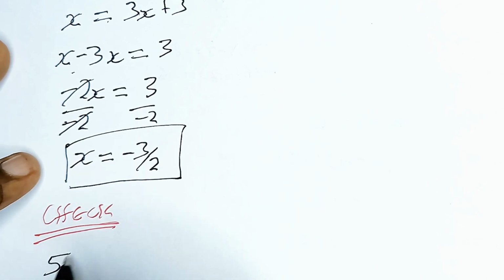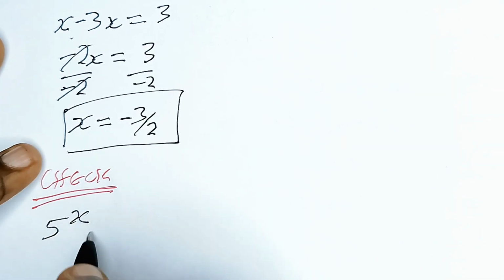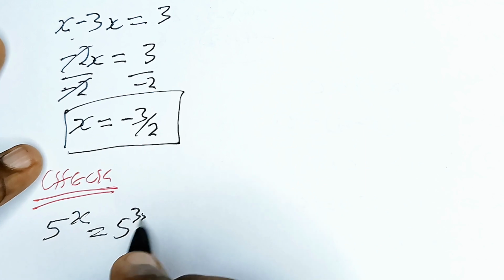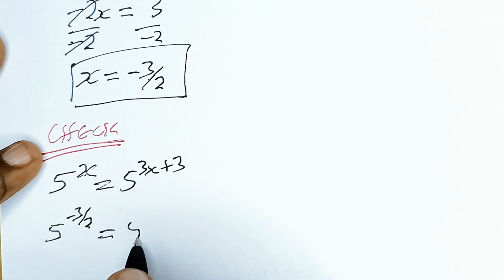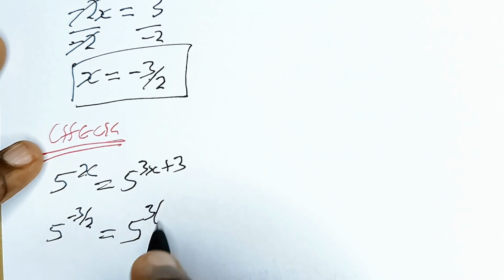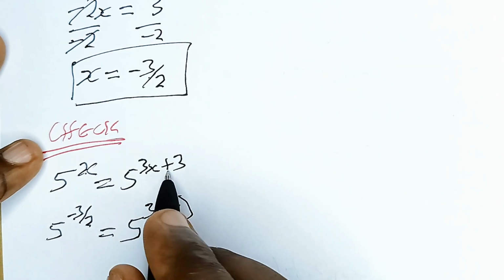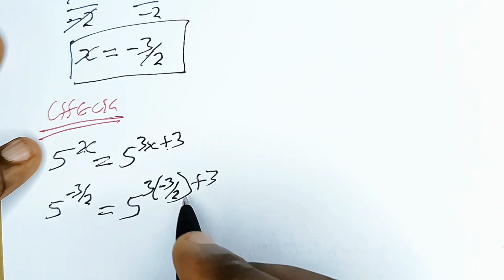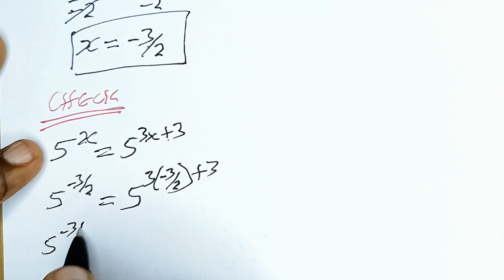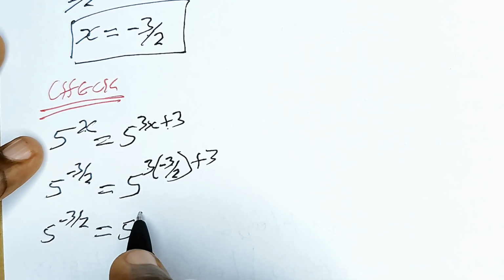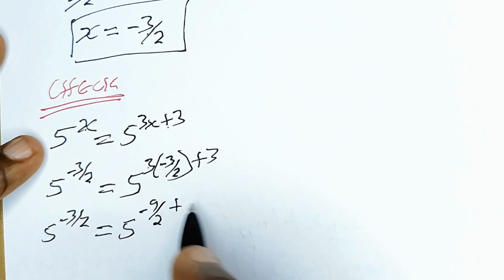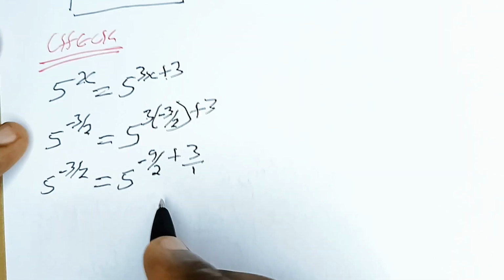We have 5 raised to the power of x is equal to 5 raised to the power of 3x plus 3. So putting this here, we have 5 raised to the power of minus 3 over 2 is equal to 5 raised to the power of 3 times minus 3 over 2 plus 3. That's 3 times minus 3, which is minus 9 over 2, plus 3 over 1.